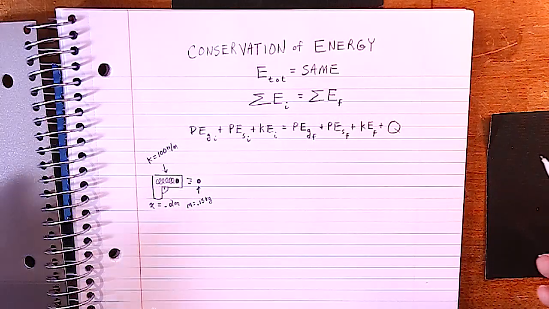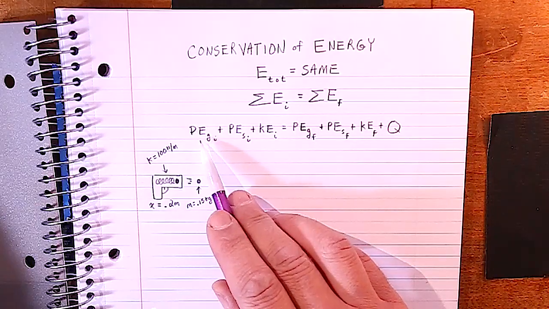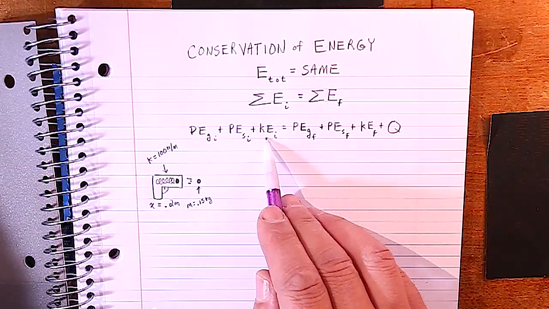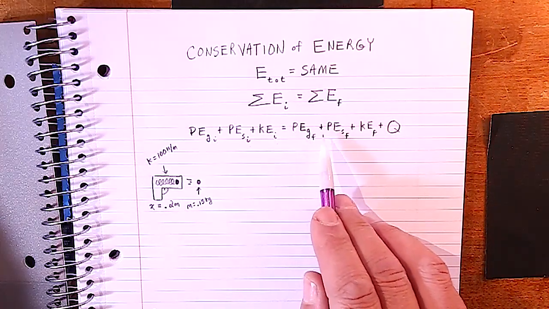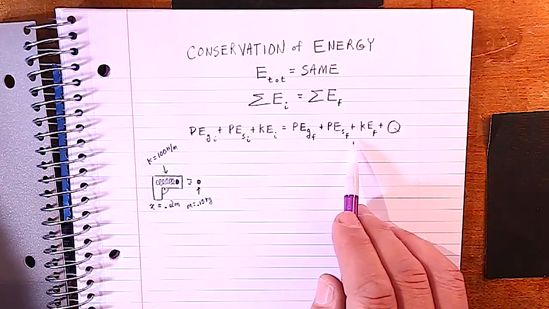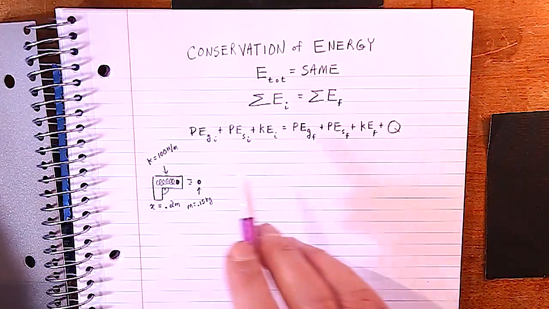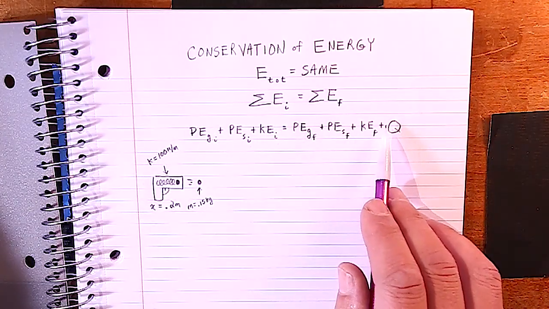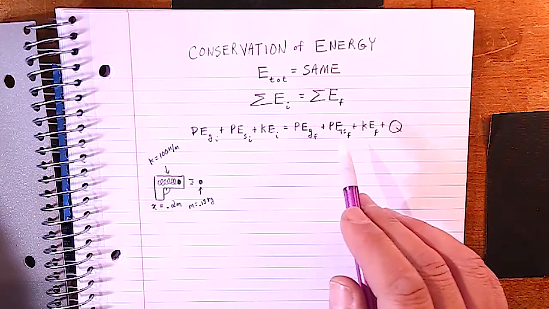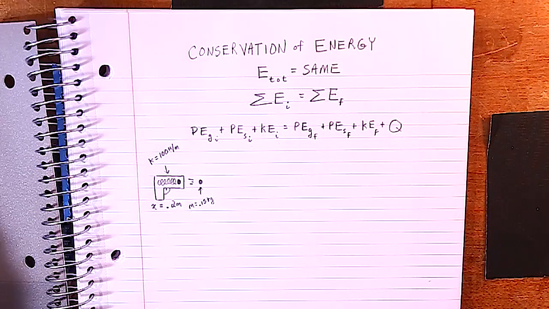Now, a very complicated version of writing this out would be to say all of the PEG, the PES, and the KE initial has to be equal to all the PEG, PES, KE final, plus whatever heat is produced, if there's any heat produced. But in almost every situation, we're not going to have all of these forms of energy. So most of these will drop out to zero, but we'll still have an equivalence. I'll give you an example of a problem like that.